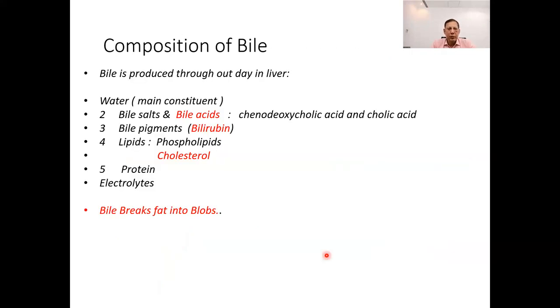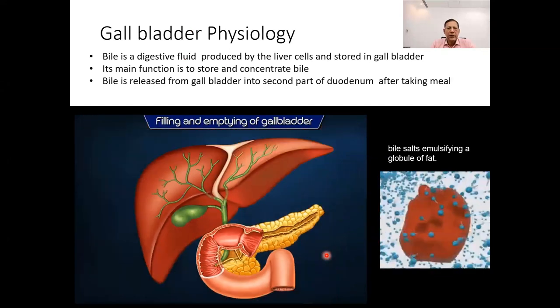Composition of the bile. Bile is basically produced throughout the day in the liver, and the main constituent of the bile is water, including different particles like bile salts, bile acids, bile pigments, especially bilirubin, which gives yellowish discoloration to the skin as seen in jaundice. Lipids, including phospholipids and cholesterol, protein, and electrolytes: sodium, potassium, bicarbonate. And the main function of the bile is to break fat into small pieces.